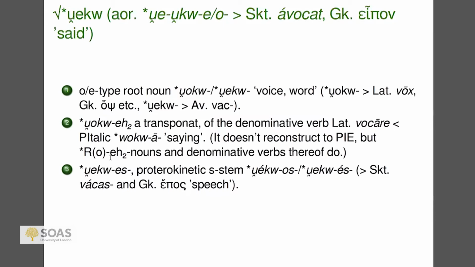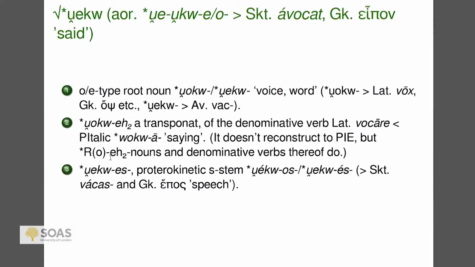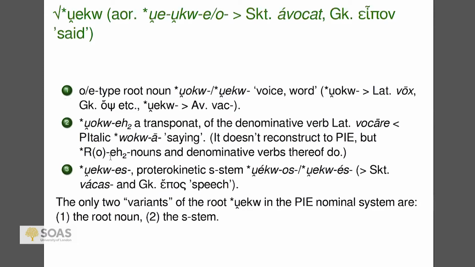let's say earlier we were looking at how they're presented in the American Heritage Dictionary. Here they are. And now I'm saying it's not really the case that they're just kind of three variant forms. We have ways to explain them as morphological derivatives from a single root. So in a sense, there are only two variants. One is the root noun, because the second variant is formed from the root noun through a suffix that changes it into a verb. And the second one is an S stem.